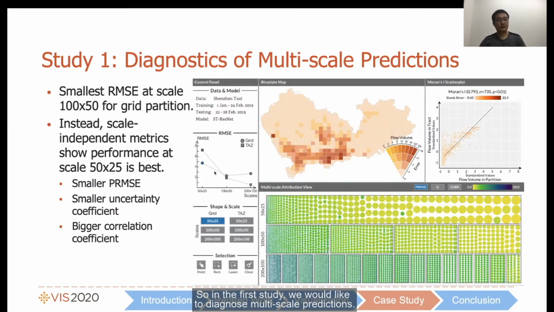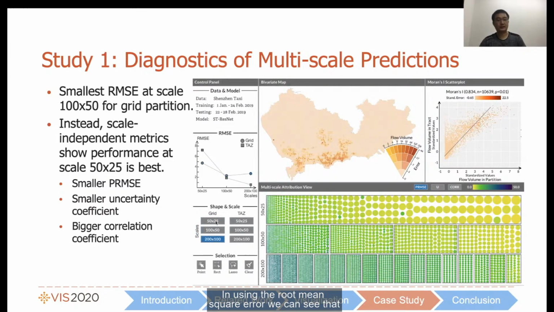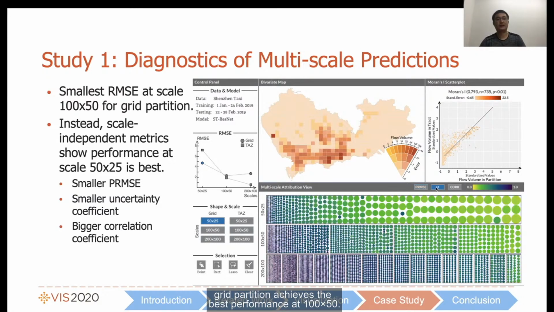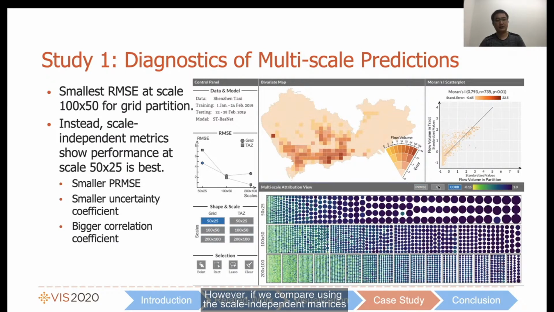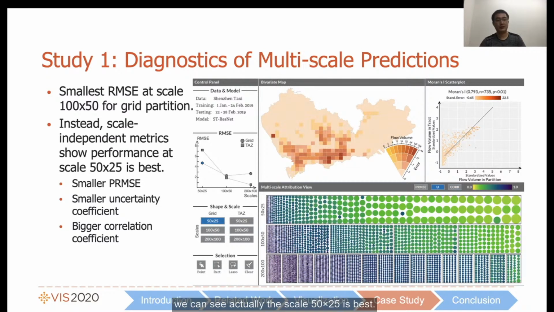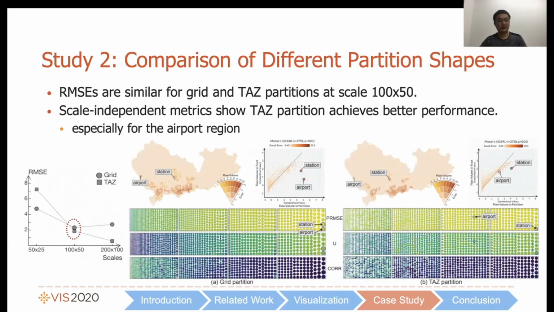So in the first study, we would like to diagnose multi-scale predictions. So using the root mean square error, we can see that grid partition achieves the best performance at scale 100 times 50. However, if we compare using the scale-independent matrices, we can see actually the scale 50 times 25 is best. Okay.